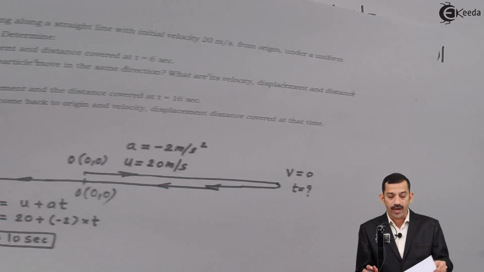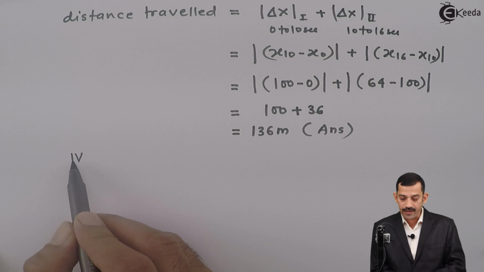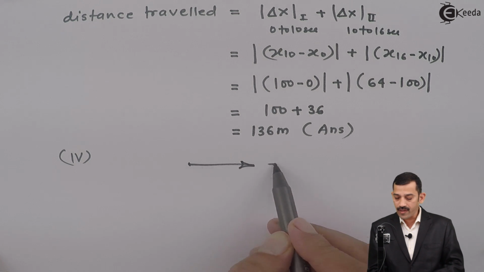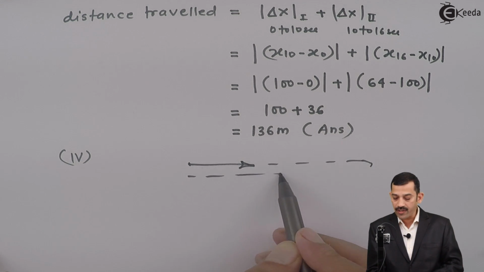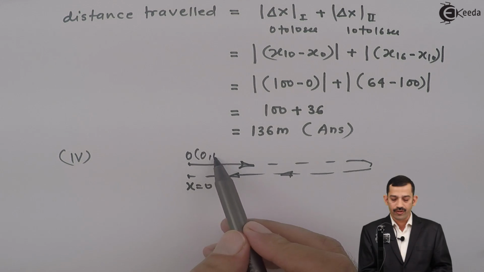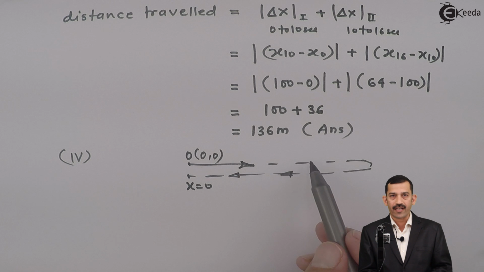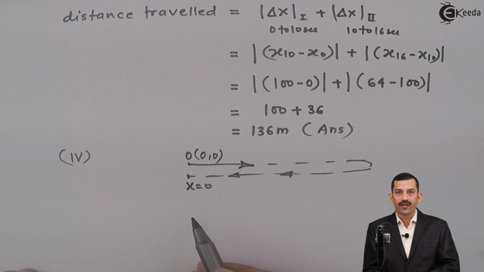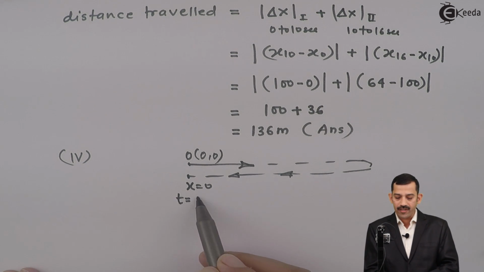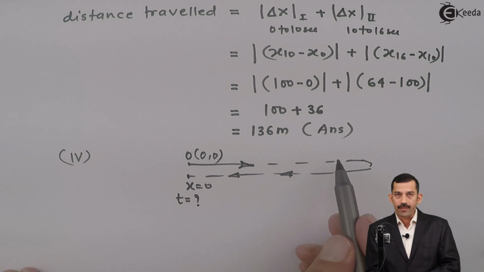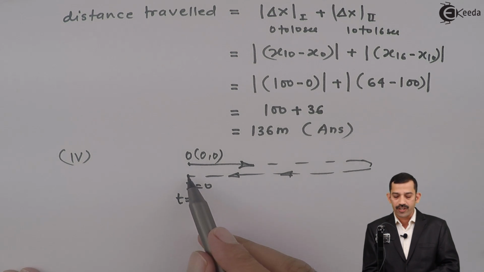To find out the time required: the particle starts from this location, moves in the rightward direction, reverses its direction of motion, and finally comes to the origin. That means here the x value is 0, coordinates 0, 0. It moves in the rightward direction and comes back to the origin. That means here again the final position is 0. We will assume the time instant is t.